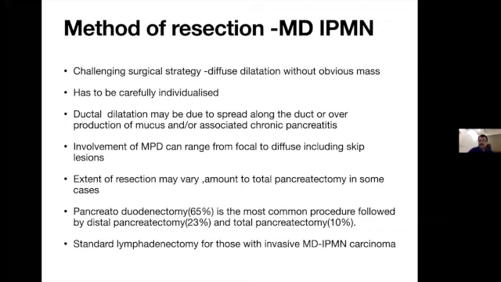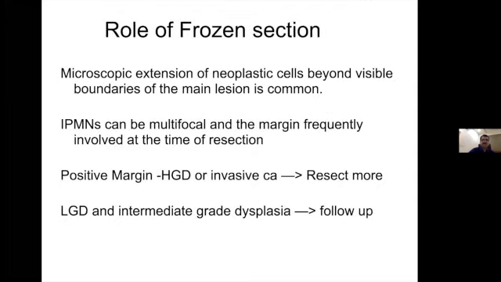finally total pancreatectomy. The total pancreatectomy most of the time occurs after a pancreatoduodenectomy, where you do frozen section and the resection margin becomes positive for invasive carcinoma or high-grade dysplasia. If you have a carcinoma in main duct IPMN, you have to consider standard lymphadenectomy just like the other pancreatic carcinoma.